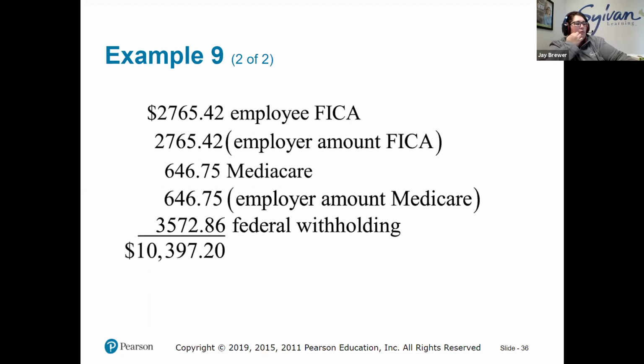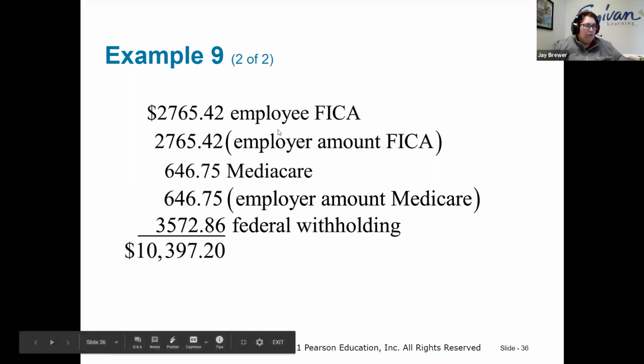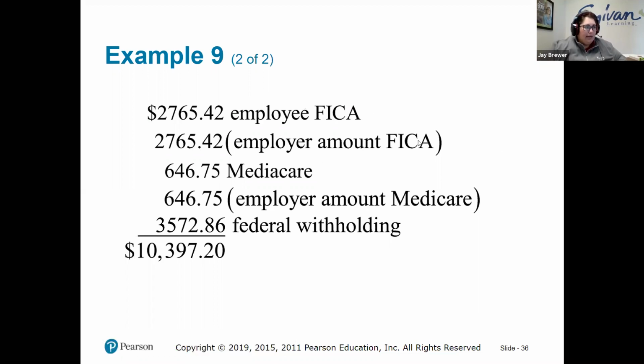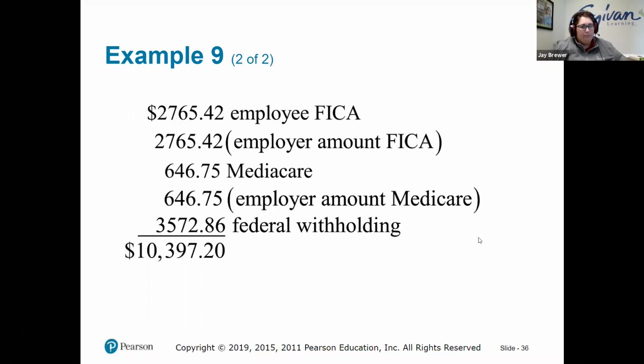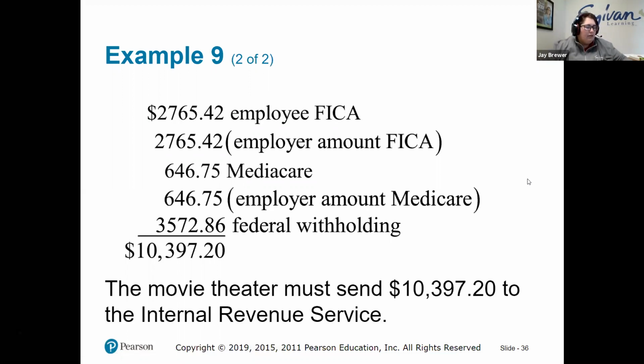Now, technically, they would need to do that every quarter. At the end of every quarter, they would have to figure out how much did the employees pay in FICA, how much do I have to match, and vice versa. And they should be sending that in every quarter. So remember when it said that the employers every so often are sending this in, it's every quarter that they're sending it in. The movie theater must send $10,397.20 to the IRS.